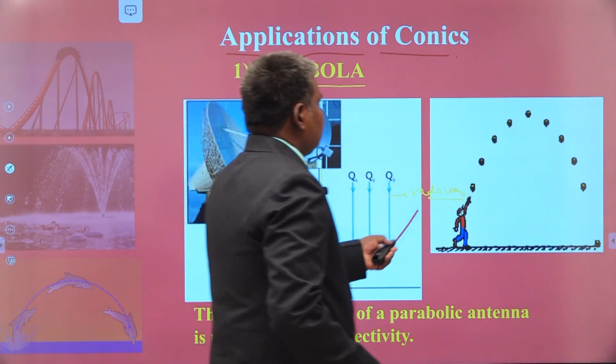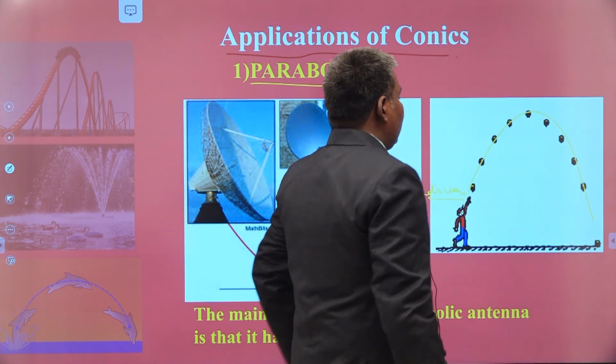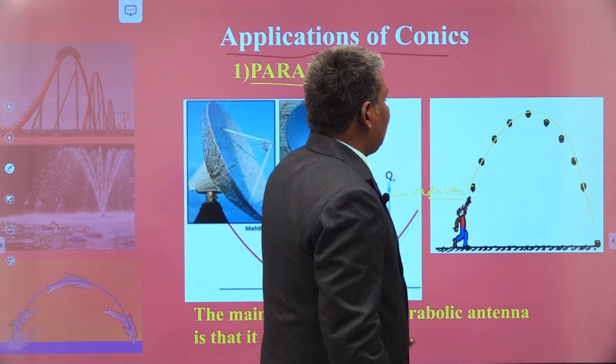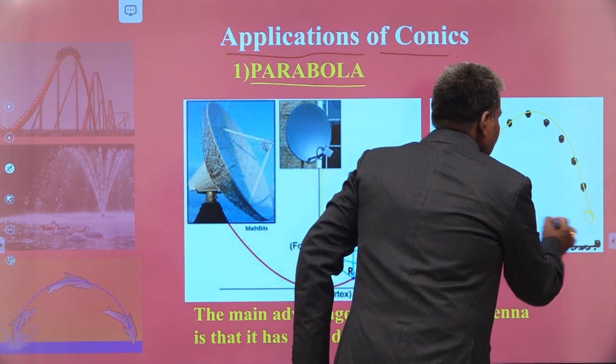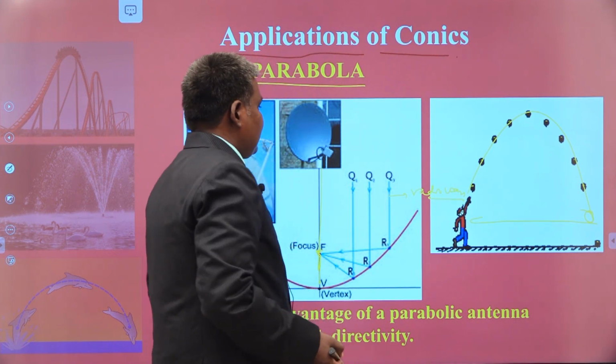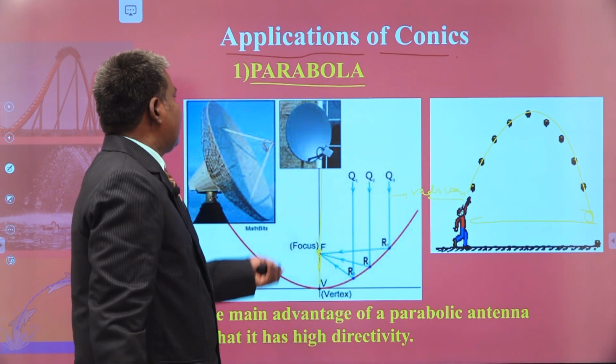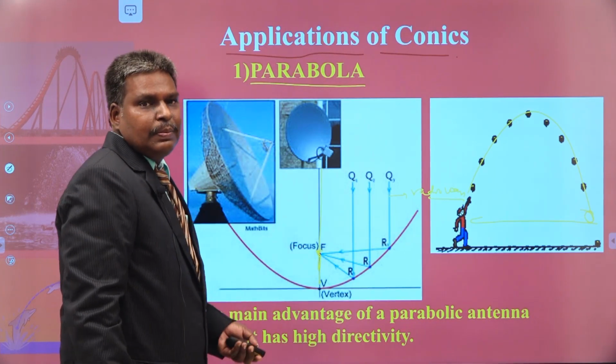All of you know that the path of a projectile is a parabola. With the help of the shape of the parabola, we can find the speed of the particle when it touches the base. We use the parabola concept here also. So this is one of the important applications related to the parabola.